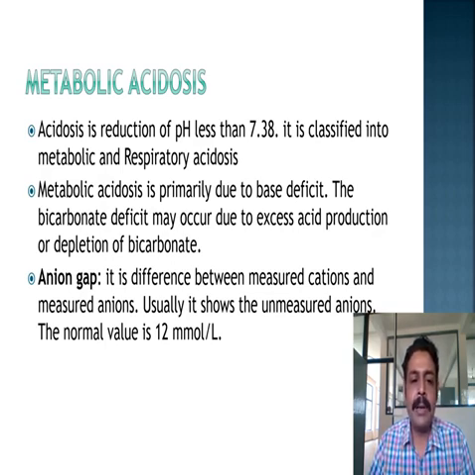What happens here? You can classify metabolic acidosis based on anion gap. So what is the anion gap? We have seen measured cations and measured anions. So anion gap is nothing but unmeasured anions. The normal value is 12 mmol per liter. Based on that, you can classify metabolic acidosis into two types.